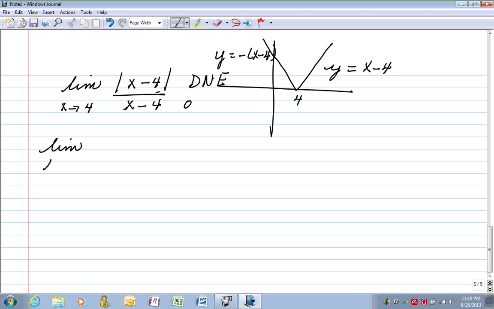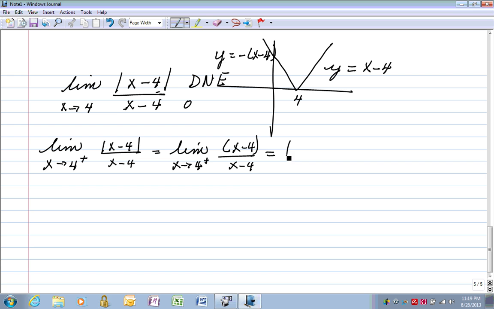But you know, and I know, I'm not going to ask it like that. I'm going to ask you to consider to the right of 4, so that would change this problem to read as the limit as x approaches 4 from the right of the absolute value of x minus 4 over x minus 4, and that gives you an answer of 1. But if I change this problem to the limit as x approaches 4 from the left, then this absolute value would change to the negation of x minus 4. So my limit or my y value is negative 1.